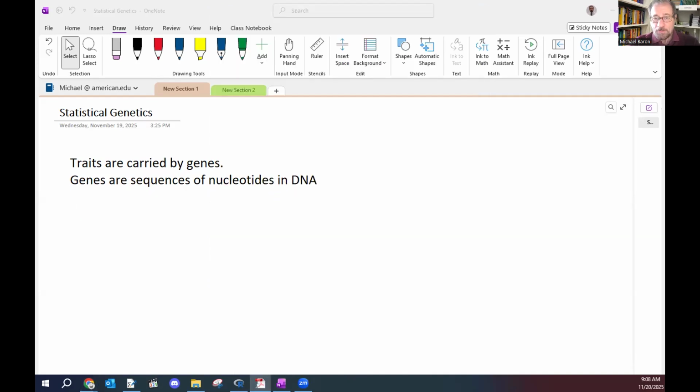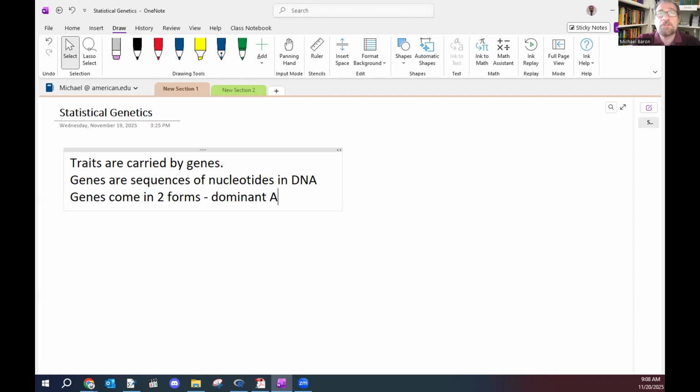What else do we need to know? We need to know that every gene comes in two forms. There are exceptions, but in the basics, the genes come in two forms: dominant and recessive. Dominant will be denoted by A, and recessive genes by little a. These are called alleles. So alleles are two forms of a gene.